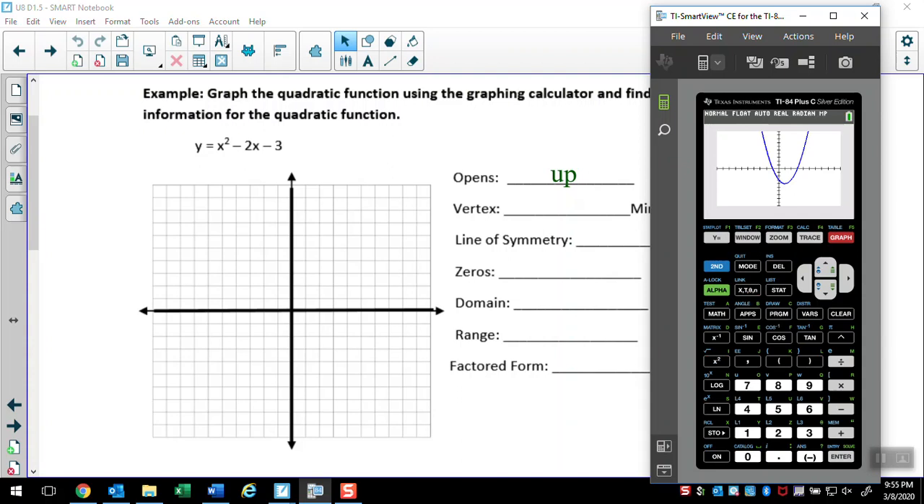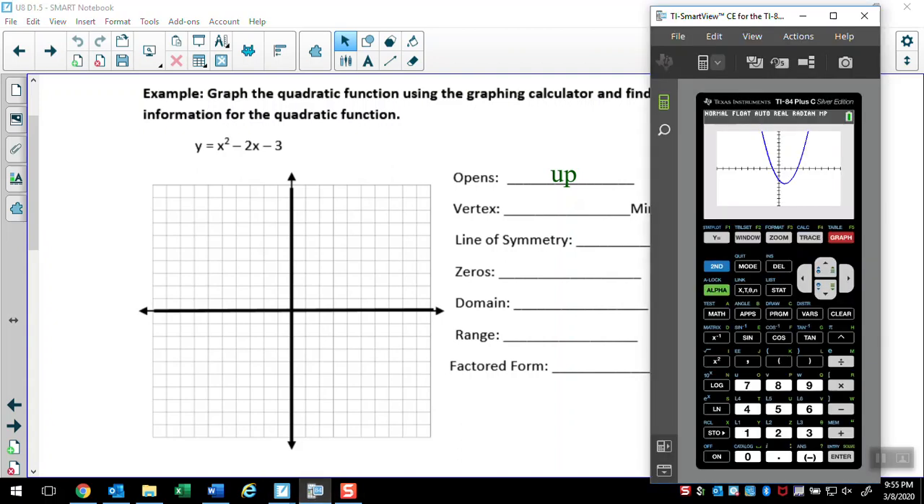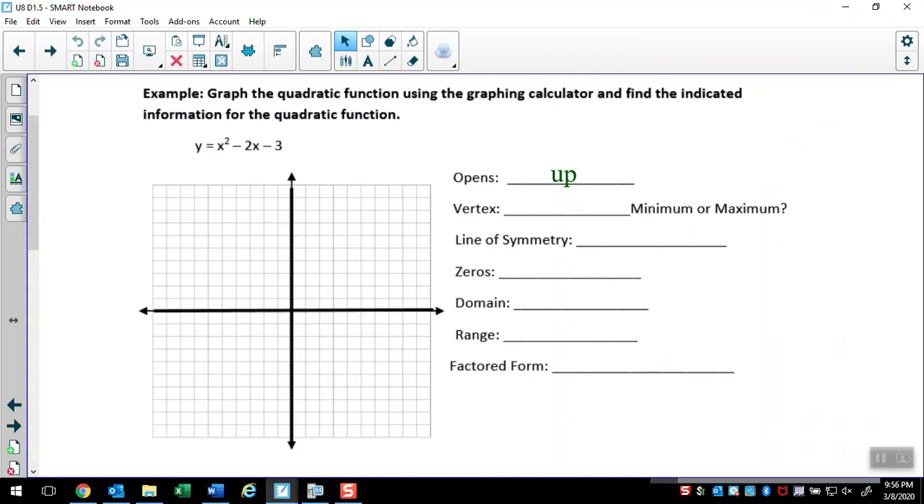So there's our graph. We want to find the vertex. Before we do that, let's decide, is it a minimum or a maximum? My vertex is down here at the bottom, so it looks like it's a minimum. So we're going to circle that. Oh, I don't know if I actually circled it on here. All right, so we'll circle that now. All right, so it is a minimum.